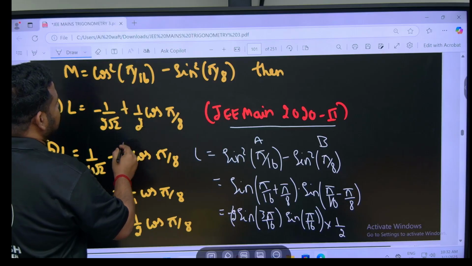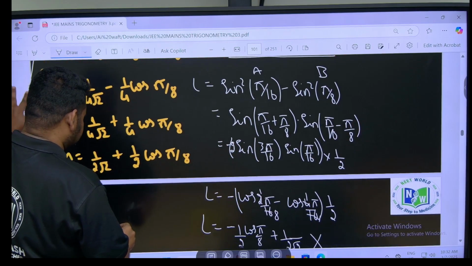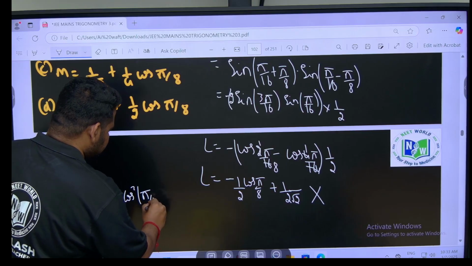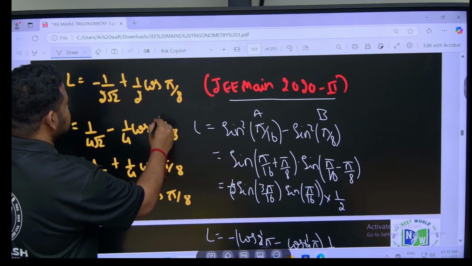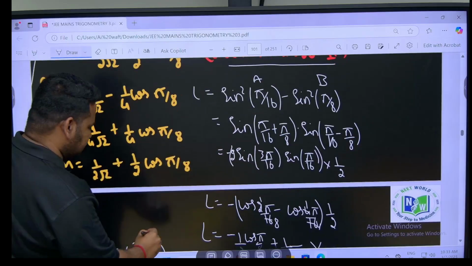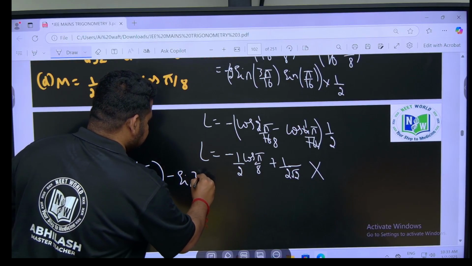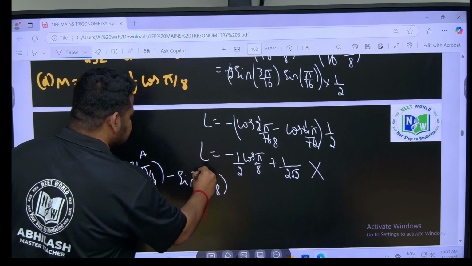the form of cos square A minus sin square B. So cos square A minus sin square B. M is given as cos square pi by 16 minus sin square pi by 8. Correct? This is of the form cos square A minus sin square B.